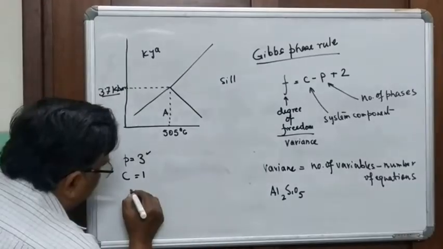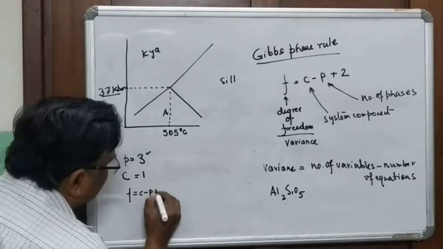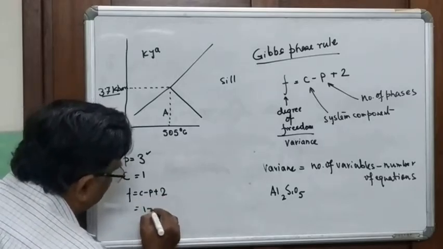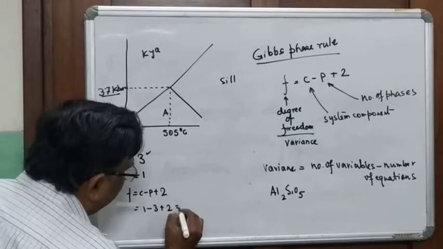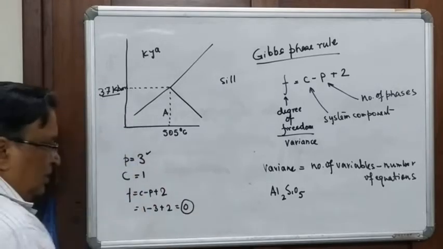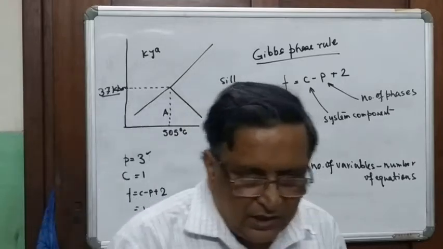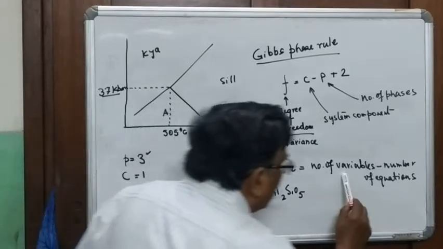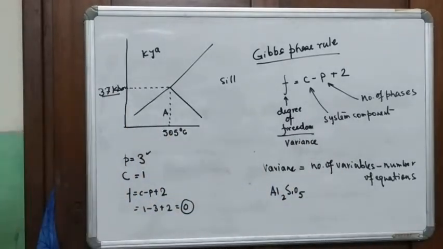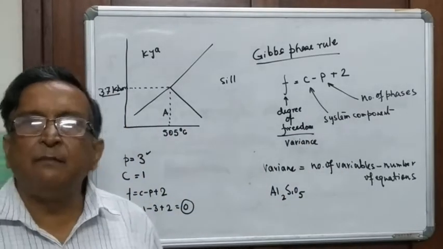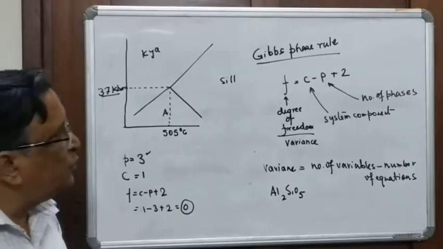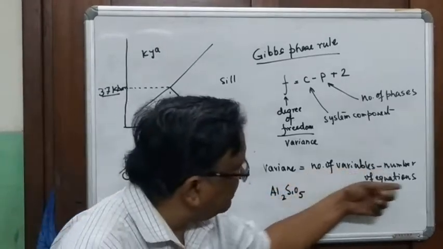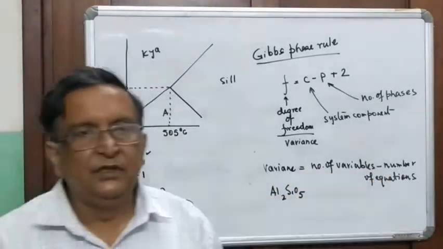So our C is equal to 1. And then we come to F is equal to C minus P plus 2, and this works out to 1 minus 3 plus 2, which is equal to 0. Now, interesting, the degree of variance is the number of variables minus the number of equations, and that is equal to 0. That means the number of variables and the number of equations that you have is the same.